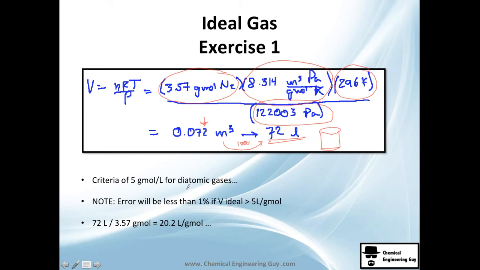They tell you again to make sure this is a good approximation, so let's do the approximation we've seen before for the error, remembering that we need to check the density. Checking the density, we have 72 liters per 3.57 gram moles of nitrogen, and I get this. And since nitrogen is diatomic, I just need to be over 5 liters per mole. And since I'm at 20 liters per gram mole, I'm perfectly fine.